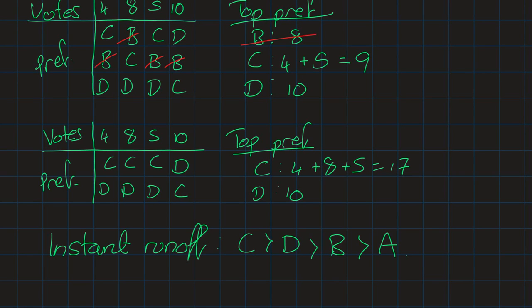If you think about it, this is actually different to the social ranking under the two-round runoff. In the two-round runoff, B was the winner, but now B comes in third place, second to last place. So this is the instant runoff voting system. That's the end of this video.